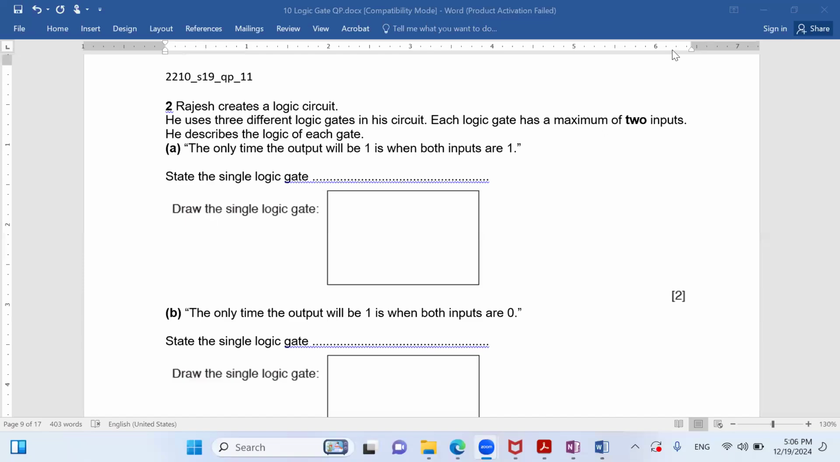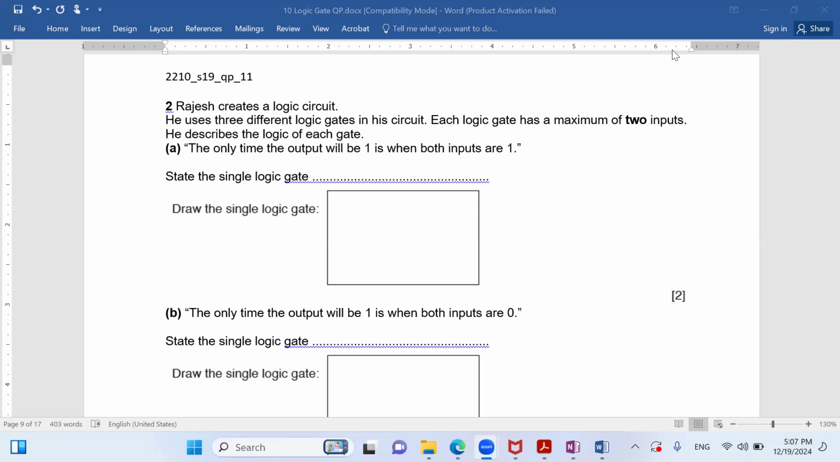All right, let's start with this question. We have a simple statement, and with the help of this statement, we should find out what the logic gate is, and we need to draw the single logic gate for it.